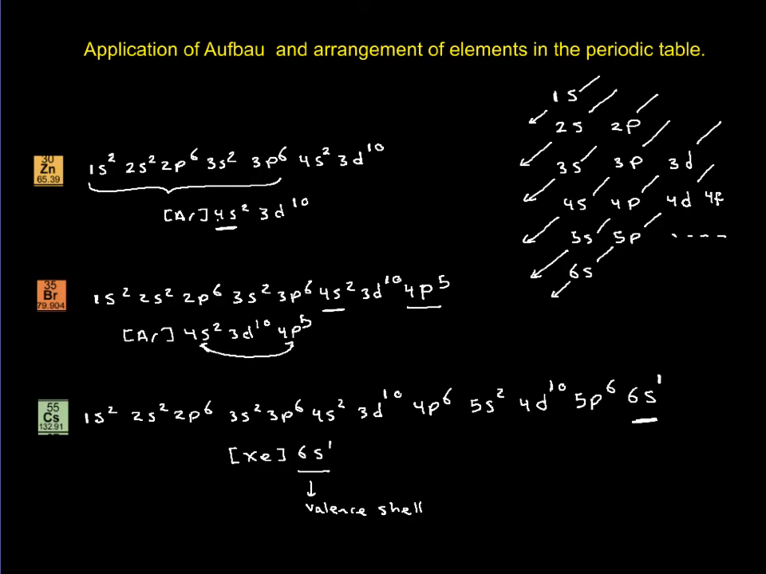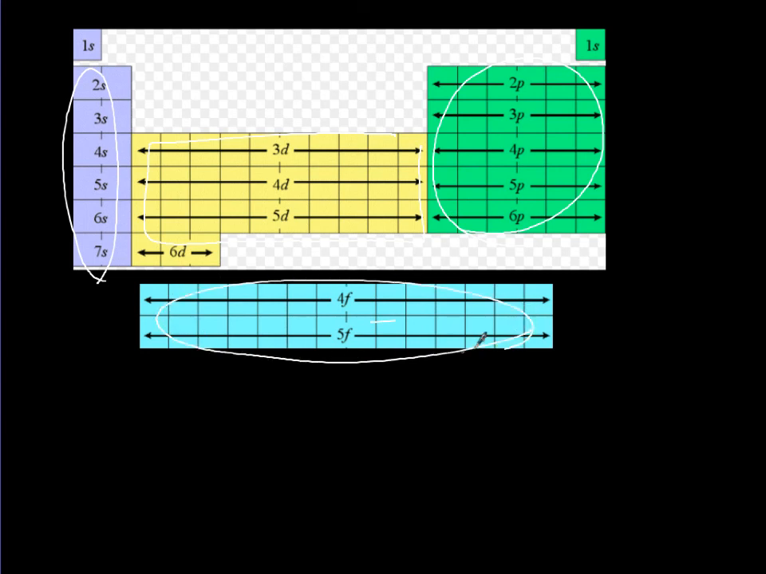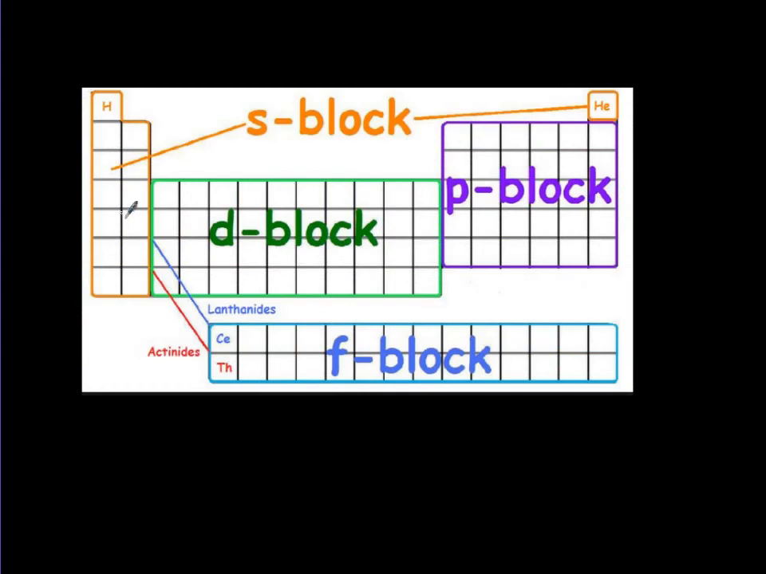Now if you look at a periodic table, this is what happens. Group 1 and group 2 are collectively known as the s block. Your transition metals are known as the d block. They always end in d. And your nonmetals are the p block. And these two rows here, which we usually don't go to, are the f block. So to recap: s block, d block, p block, f block.